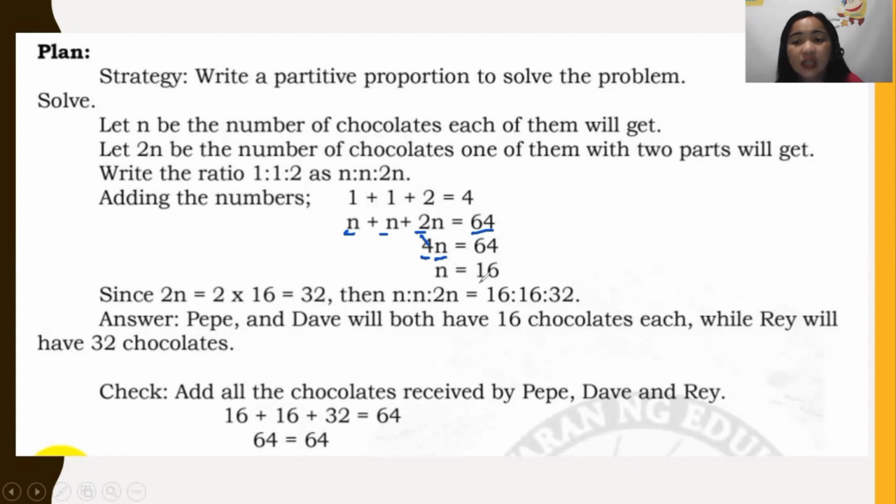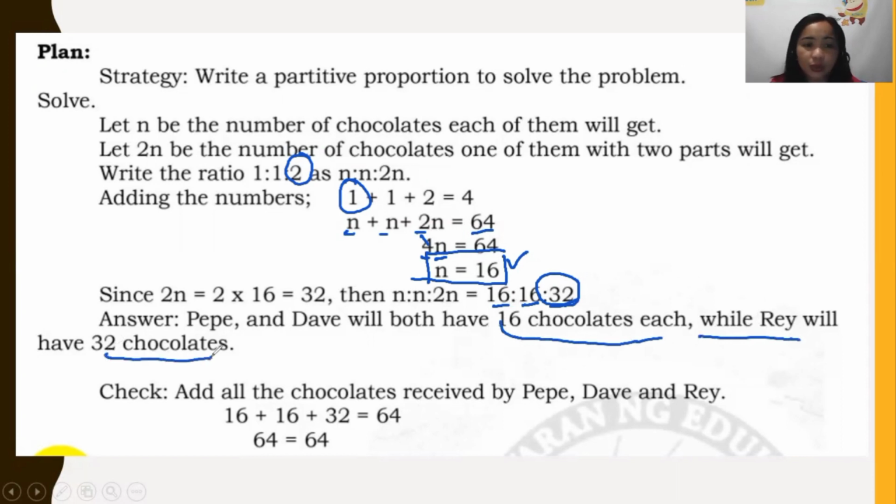Saan galing ang 16? 64 divided by 4 is 16. Now, so, yung may ratio na 1, ang makukuha niya ay 16. So, we have 16, 16, 32. Saan galing ang 32? Yung may ratio na 2, ang makukuha niya ay 32. So, the answer, Pepe and Dave will both have 16 chocolates each, while Ray will get 32 chocolates.